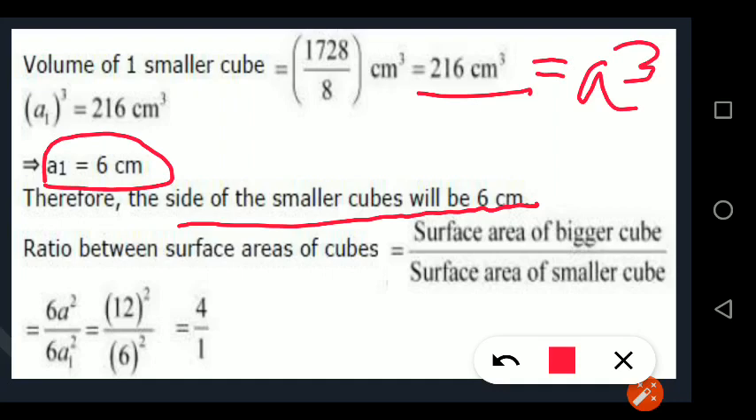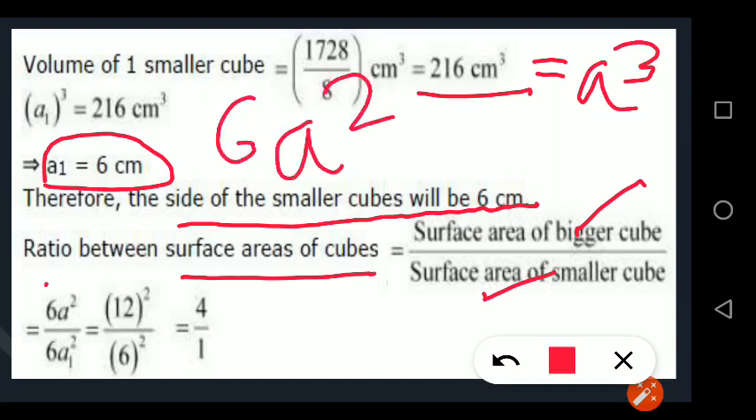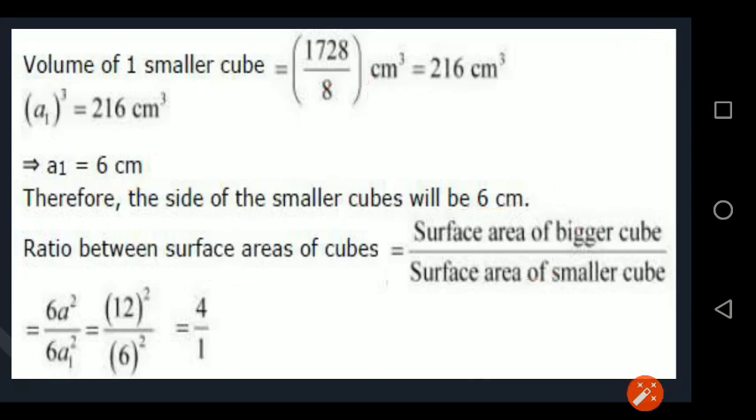Did you remember the last part of the question? It says find the ratio of the surface areas of the cubes. So what will be surface area of the bigger cube by surface area of the small cube? You apply the formula. So what is the formula? Surface area of cube, 6a square, correct. So we have used this formula. We got this ratio. So the ratio is 4:1. That's it. Got it? This one is also easy.